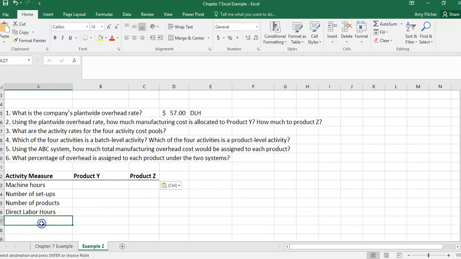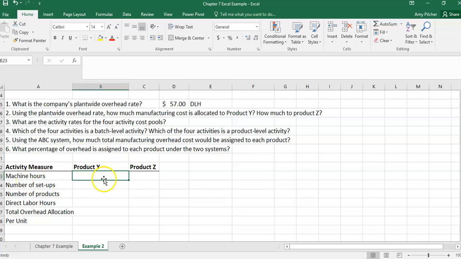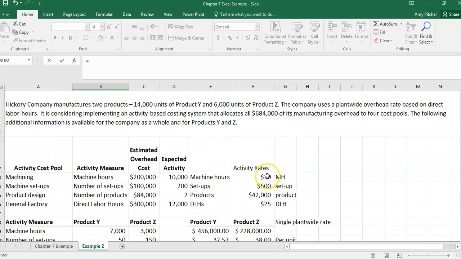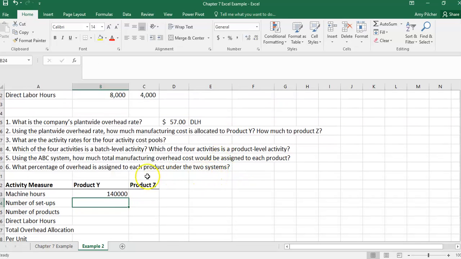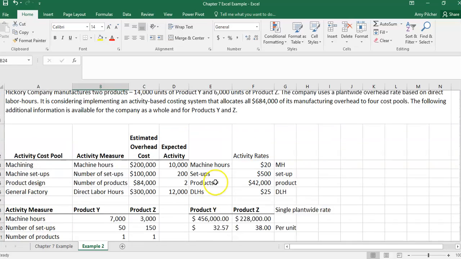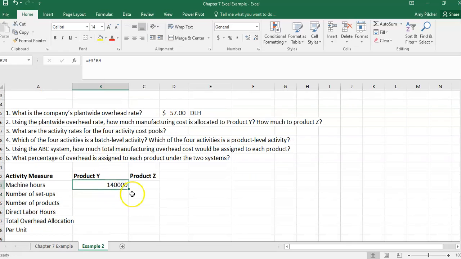Now we're going to find our total overhead allocation and our per unit cost. For machine hours, we take our rate of $20 per machine hour times the number of machine hours, so 7,000 machine hours. We take each amount. For number of setups, we take our setup rate times the number of setups. Because we have this information set up in tables in Excel, I can just copy that down and it automatically does the math for me.